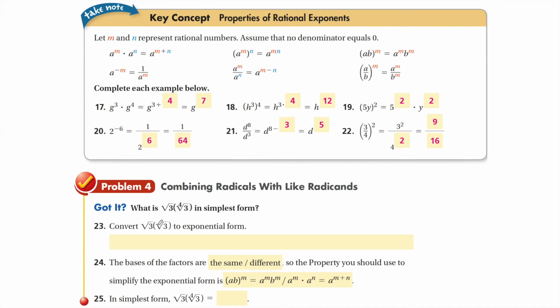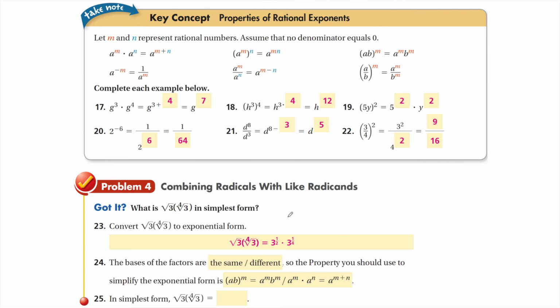So, what is the square root of 3 times the fourth root of 3 in simplest form? Well, like we said before, sometimes it might be a little bit helpful to work it out with fractions instead of paying attention to the radical form. So if I had to rewrite this, that's going to be the exact same thing as 3 raised to the 1/2 power times 3 raised to the 1/4 power.